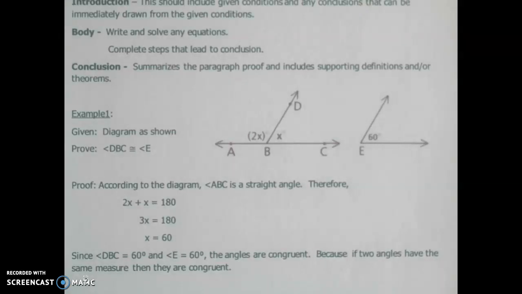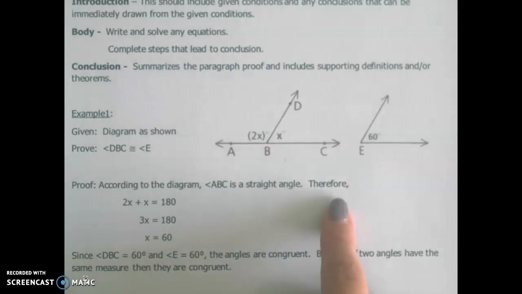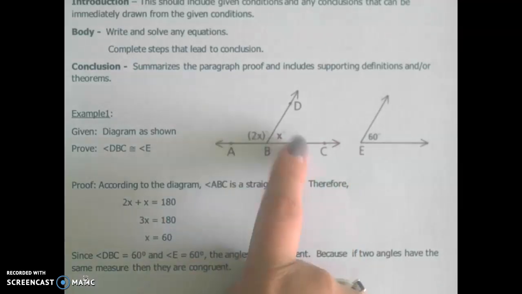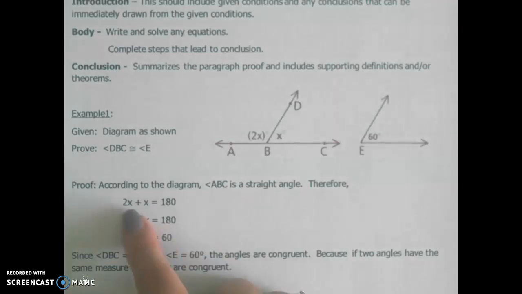So starting, this proof has already been written out for us, so let's look through this. This is where the proof starts, and it says, according to the diagram, angle ABC is a straight angle, because remember, we can assume that. Therefore, we can say that 2x plus x, these two angle measures, equal 180, because a straight angle is 180. Well, then I work this algebra problem. I combine my like terms and then divide, and I find that x is equal to 60.